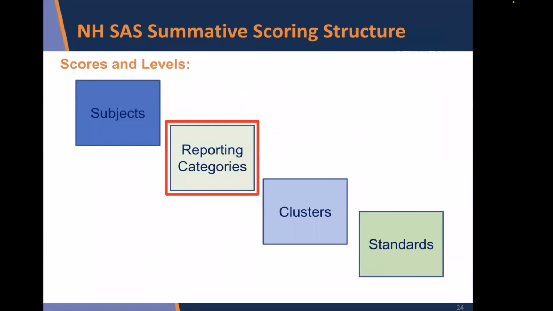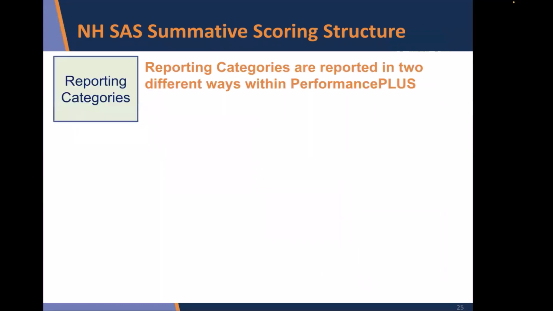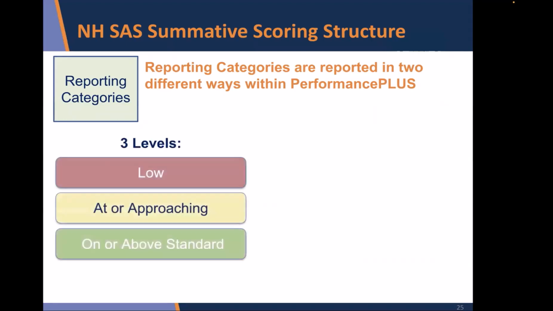When we're talking about reporting categories for Performance Plus, this is where it gets a little bit tricky. Typically on the New Hampshire SAS summatives, there are 3 levels of reporting for a reporting category. There's low, at or approaching, or on or above. Low, obviously, they're below. The yellow is where, even though it says at or approaching, they're not quite there yet. And then the green is on or above.